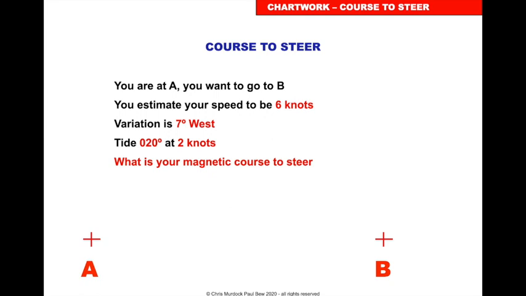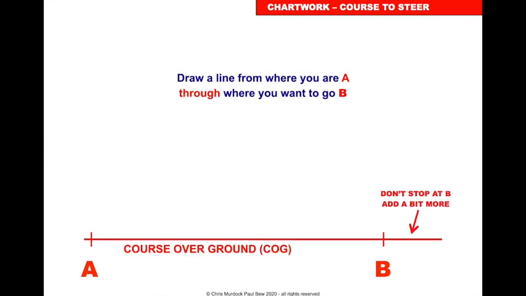Here we go. So you're at A and you want to go to B. You estimate your speed to be 6 knots, 6 nautical miles an hour. Variation is given to you, 7 degrees west. The tide is 020 degrees at 2 knots. What is your magnetic course to steer?